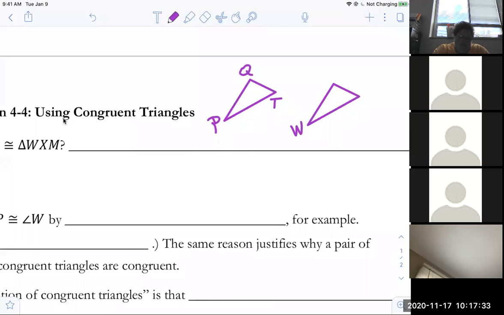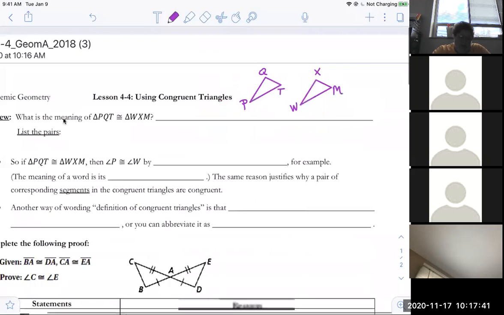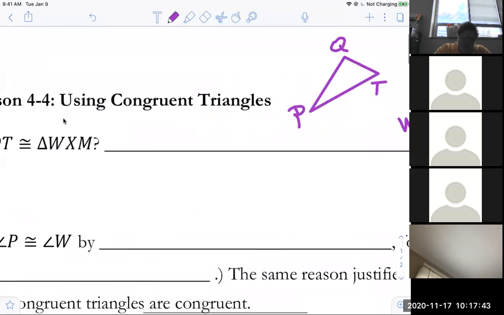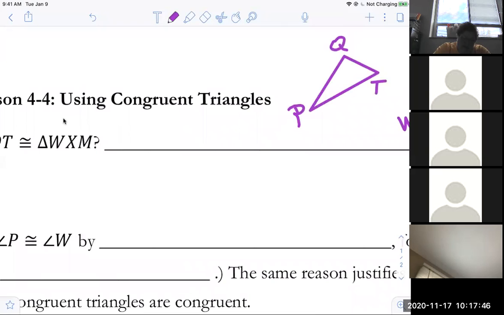Okay, so that's what congruent means, right? If they're in the same spot, then they should have the same measure. They should have the same length or the same angle measure, right? So what is the meaning of the triangles being congruent? It means that all corresponding sides and angles are congruent.